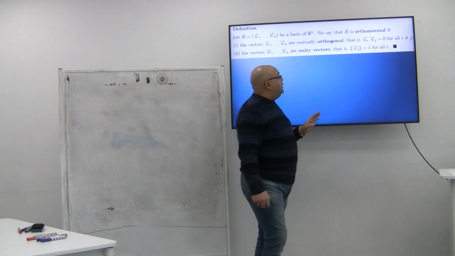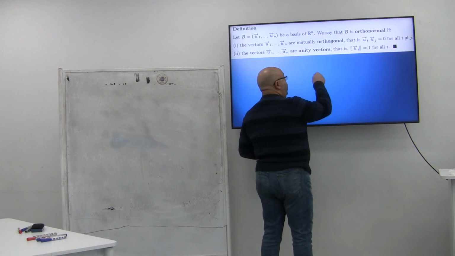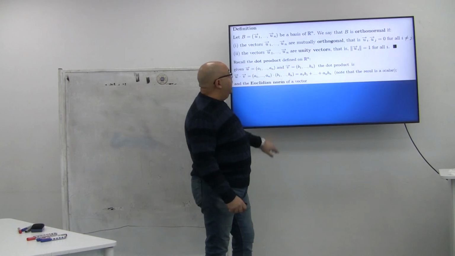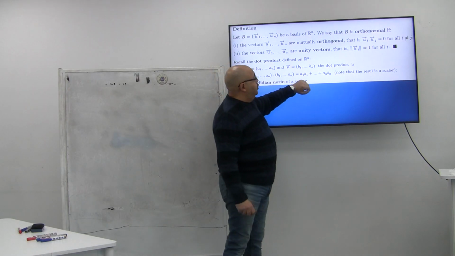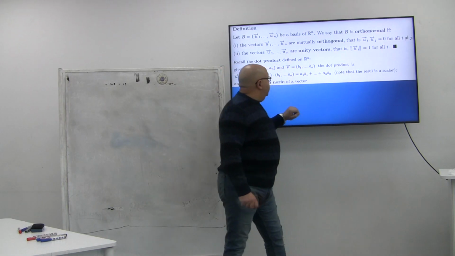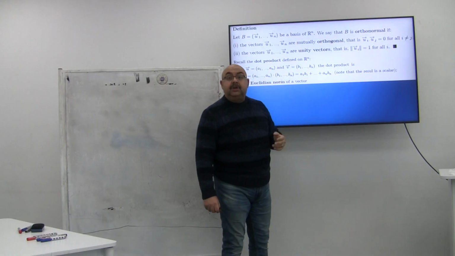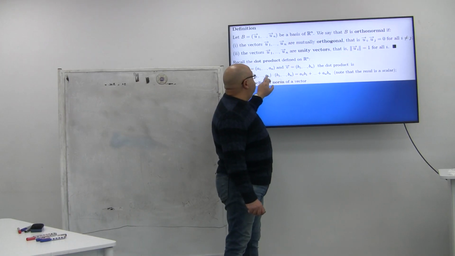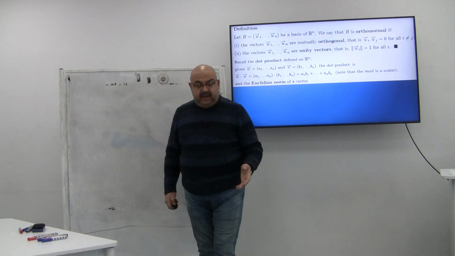Once more, what's the magnitude of a vector? It's simply the square root of the sum of the squares of its components. Now recall the dot product defined on R^n, just confirming the results. If I have u and v and I take the dot product between them, I will have a1 times b1 plus a2 times b2, and so on. This is the dot product, and it's going to be a scalar.